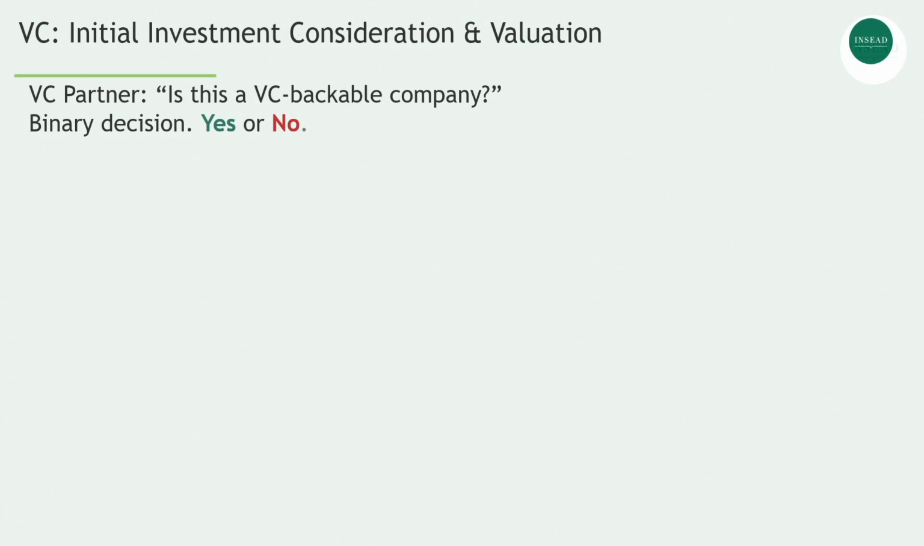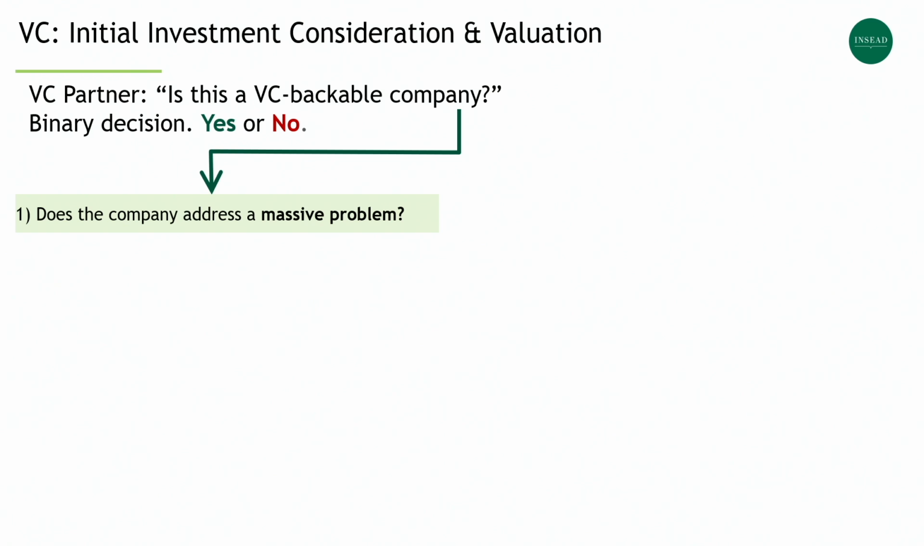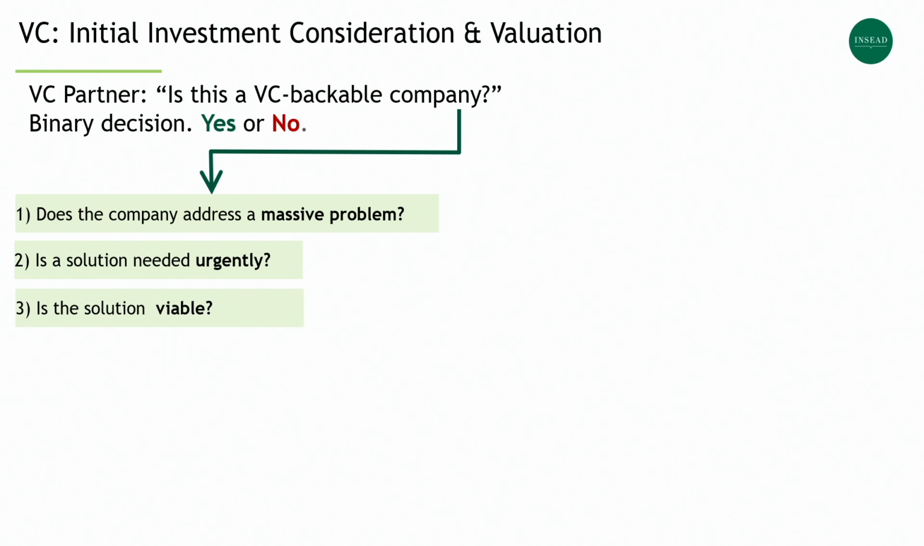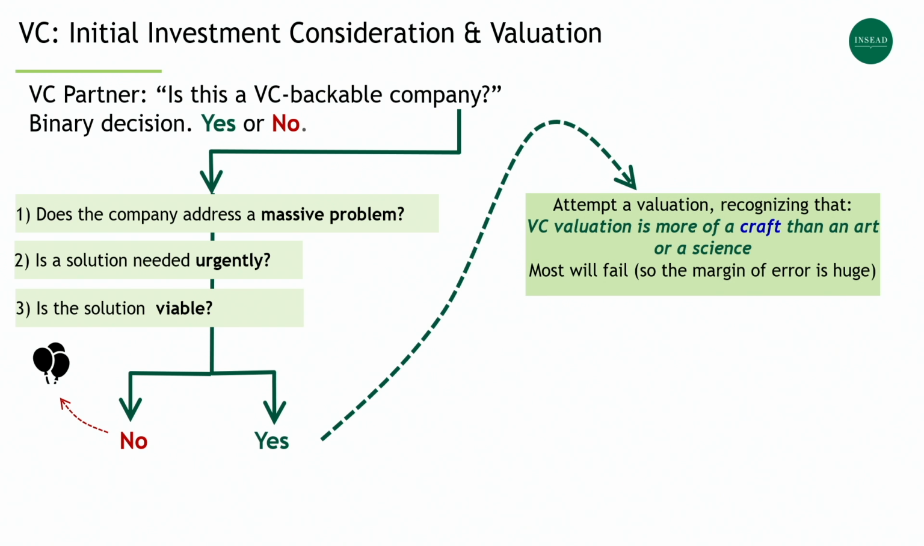But to kick off, let's have a look: how does a VC partner decide, is this startup backable by my fund? And it clearly has to be a binary decision, yes we invest or no we don't. So first question, does the company address a massive problem? Is the solution needed urgently? Is the solution viable, i.e. can it be commercialized? And then comes the first yes-no conversation. Obviously, if it's a no, the VC will not invest.